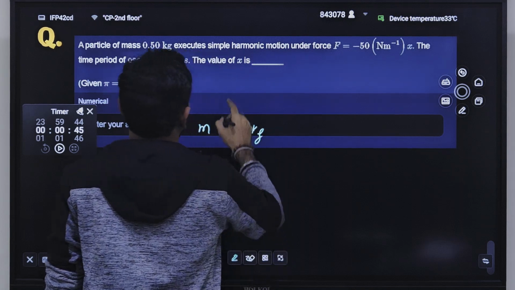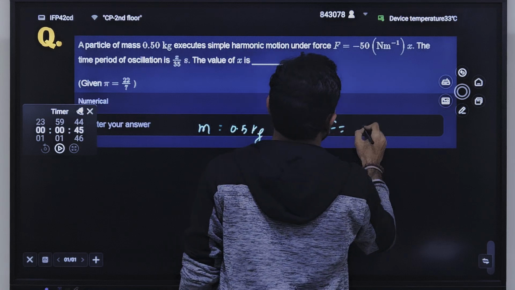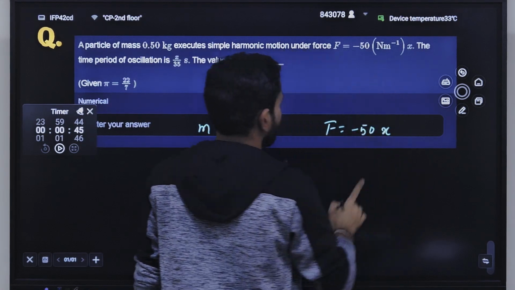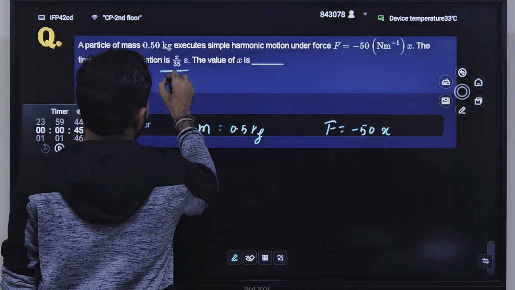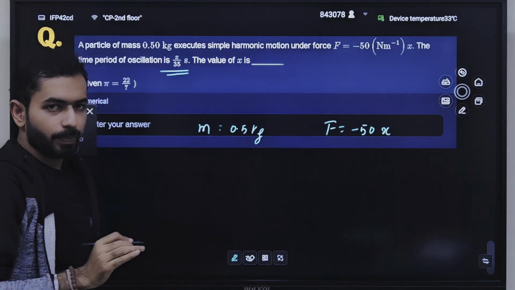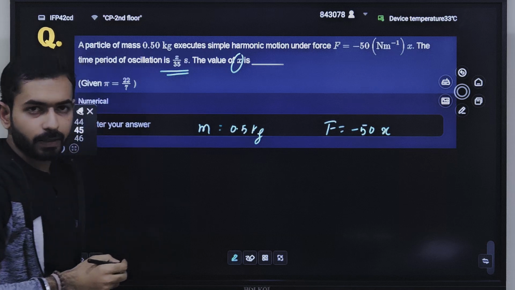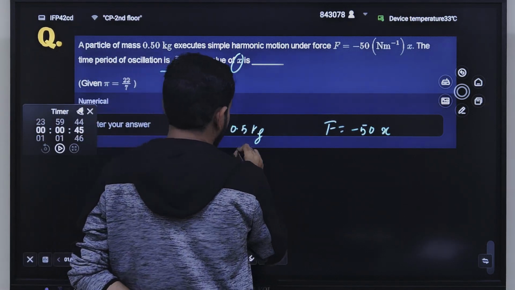0.5 kg executes a simple harmonic motion under a force given as minus 50x newton, that is in standard units. The time period of oscillations is x divided by 35 seconds, that we don't know. Now we have to calculate the time period, and then we will compare, and then we will have the value of x. Correct? Let's start. What we know about the force?